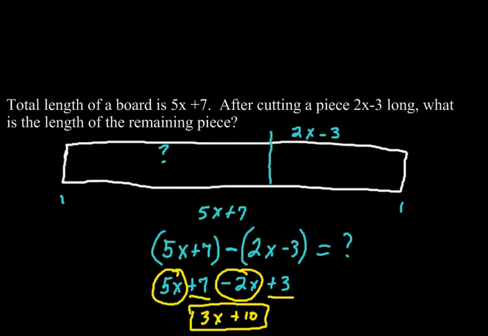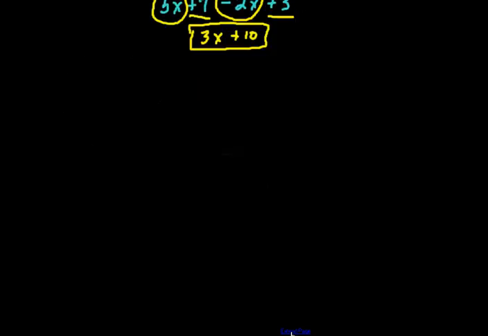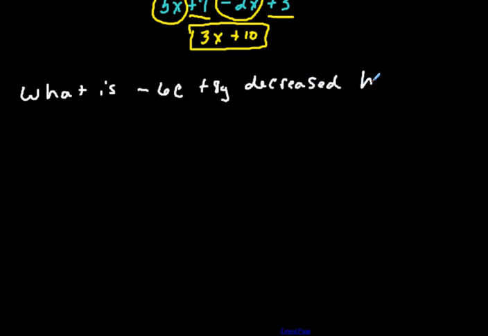Let's try another one here. What if you had, let's write this out: what is negative 6c plus 8g decreased by 6c plus 1g? Think about that. Write out the equation. Pause the recorder now.